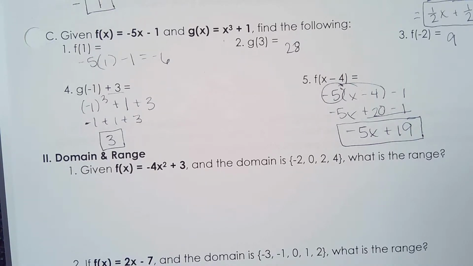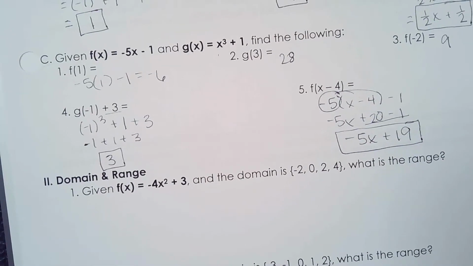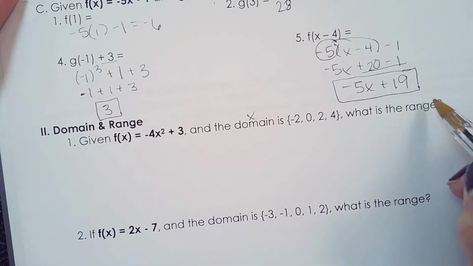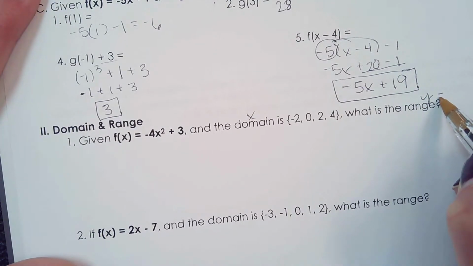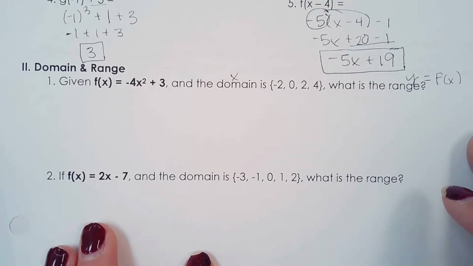Alright, so for number 1 on the next section, we're talking about domain and range this time. So just to jog our memory, what is domain referring to? Your x values. What is range talking about? Your y values. But what does y also mean now? F of x.